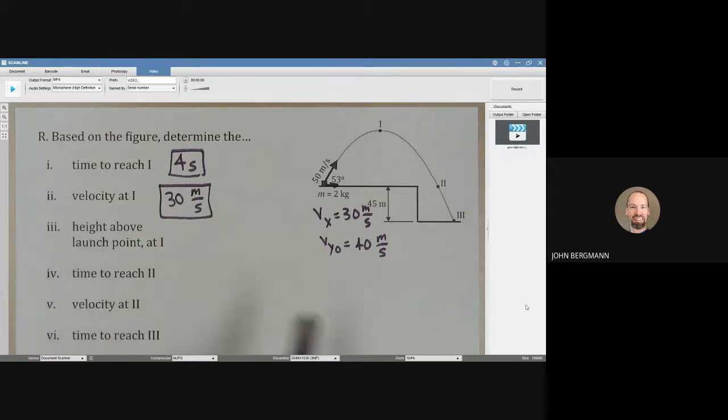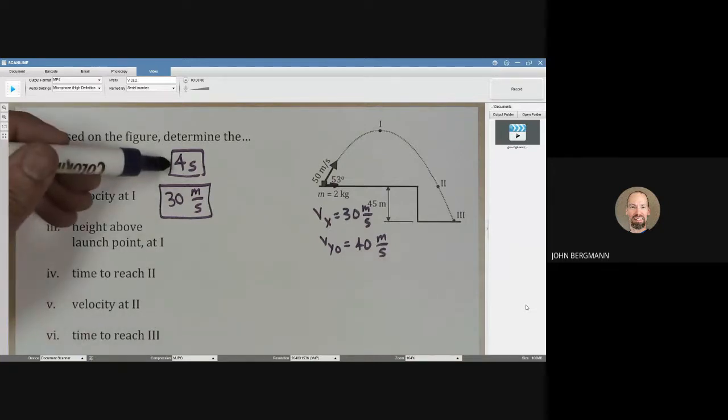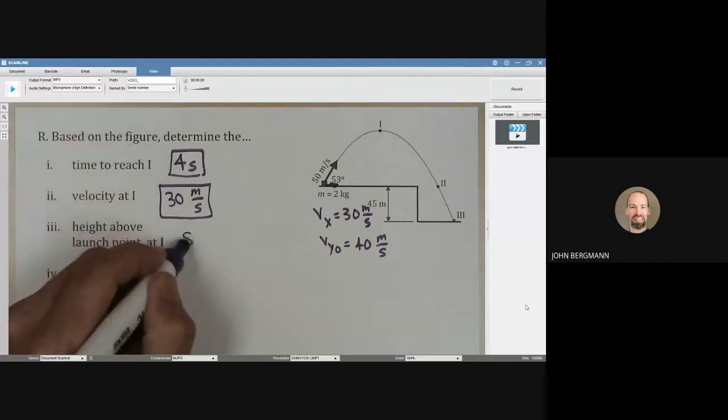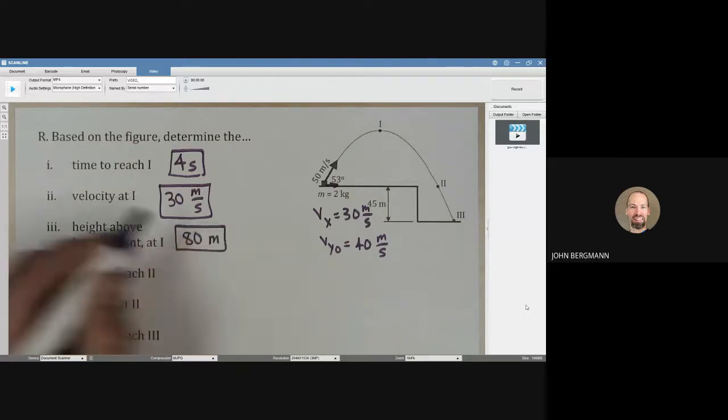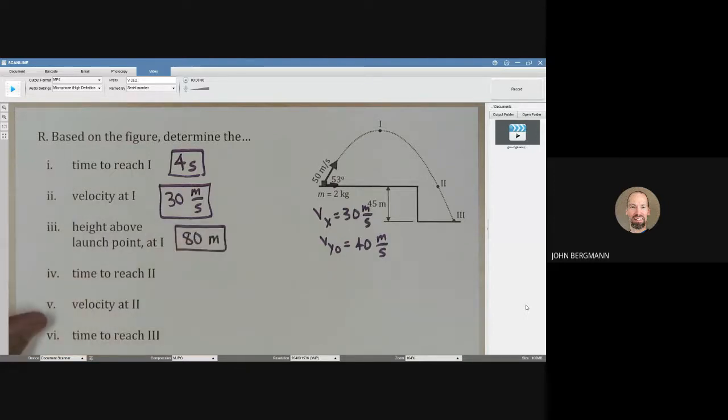What's the height above the launch point? All right, let's see. Let's take our vertical velocity to start with, which is 40. The vertical velocity at the top is 0. The average is 20. It averages 20 meters upward every second for 4 seconds. How about it's 80 meters above the launch point at point 1?